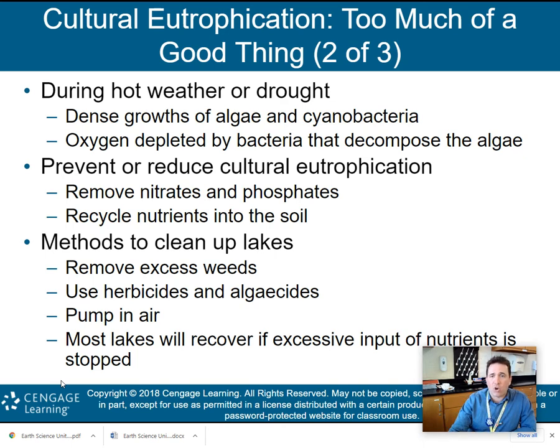How do we prevent or reduce cultural eutrophication? Remove nitrates and phosphates from the area. Try not to use them to fertilize your lawns if you can. And recycle nutrients into the soil, not letting them run off into these ponds and lakes. How can we clean up lakes? Remove excess weeds, and use herbicides and algicides.